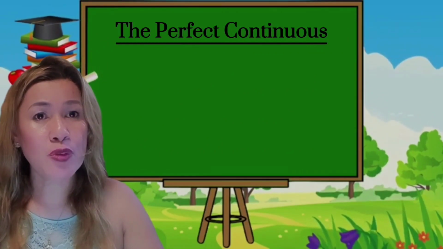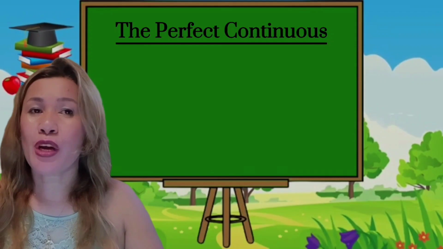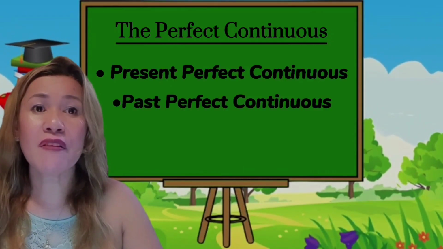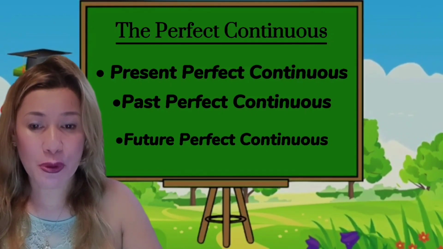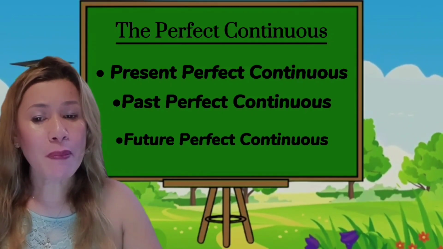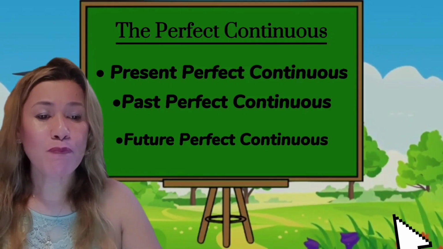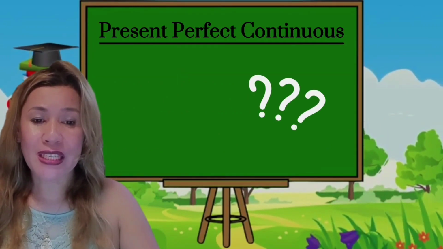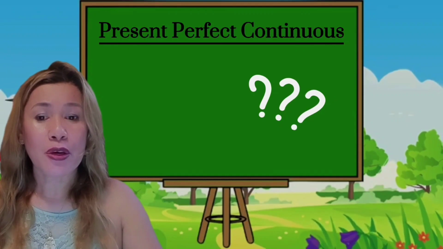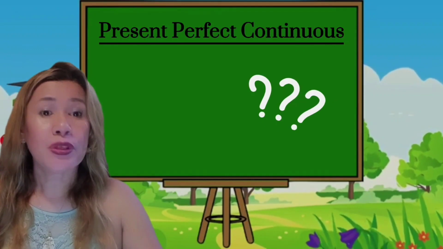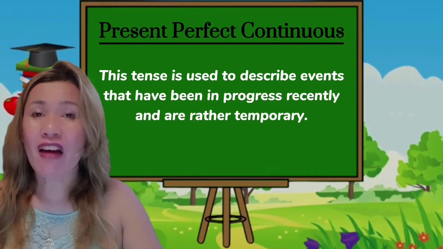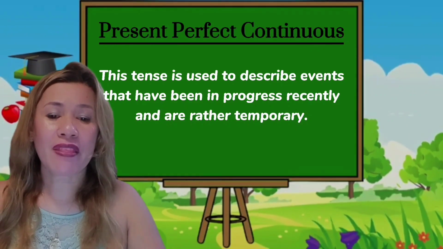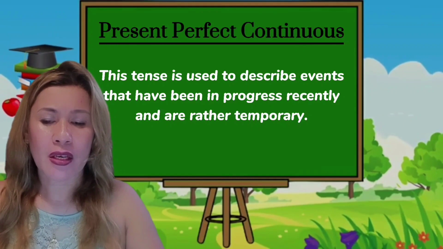So for perfect continuous, we also have three: the present perfect continuous, the past perfect continuous, and the future perfect continuous. So let me begin with the present perfect continuous. When do you use present perfect continuous? You use this tense to describe events that have been in progress recently and are rather temporary.